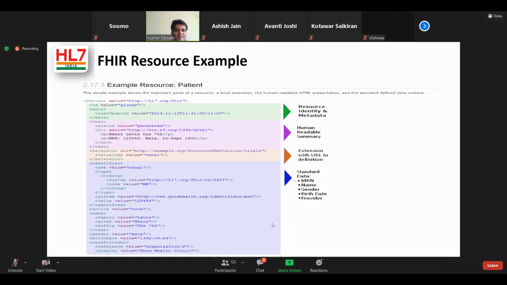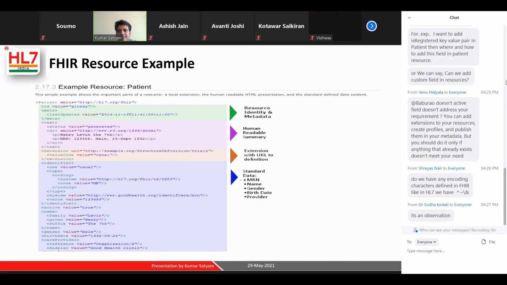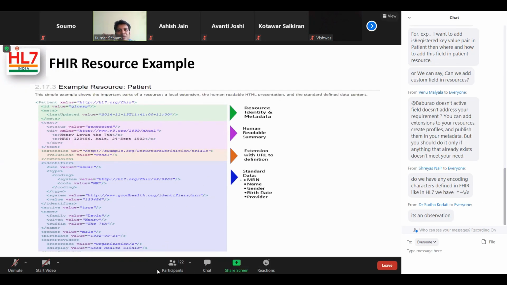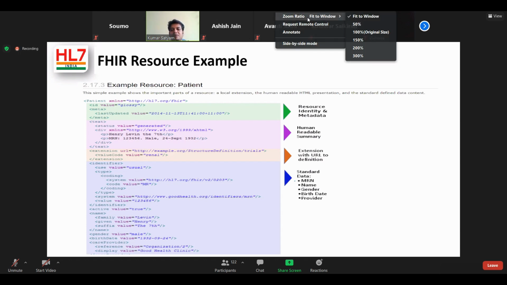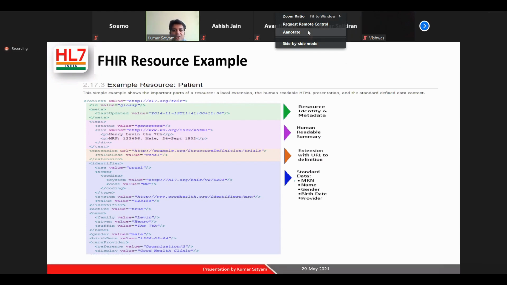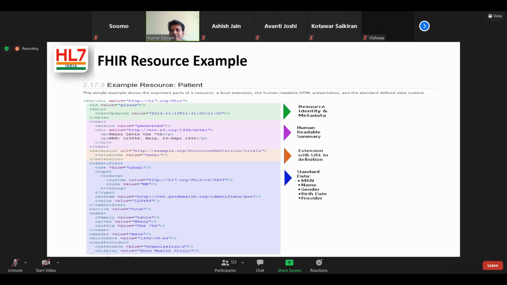If you see the first line itself after the patient acceptance is the ID, the value, like the identity of the resource, okay? And then it is followed by the metadata, okay? And we'll see what metadata contains. So the first part of a resource is always the identity and the metadata. And these things are important because when we are going to operate or work with resources, these things will come in handy. So pay attention.